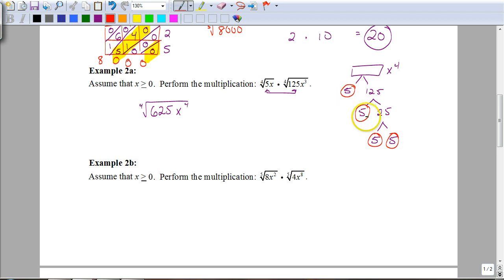Notice how I'm left with 1, 2, 3, 4 5s, and it's asked me to find the fourth root of this answer. So for every 4 of the same number, I get to factor one out, or take one out. So my answer is going to be 5. And now I have the fourth root of x to the fourth power. Now notice how 4 goes into 4 one time. So that means I can factor out 1x. I'm not left with anything under the radical, so my answer is just 5x.